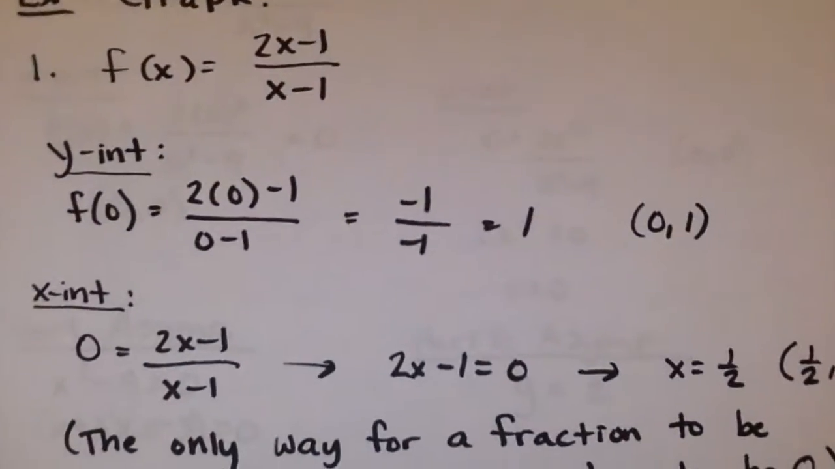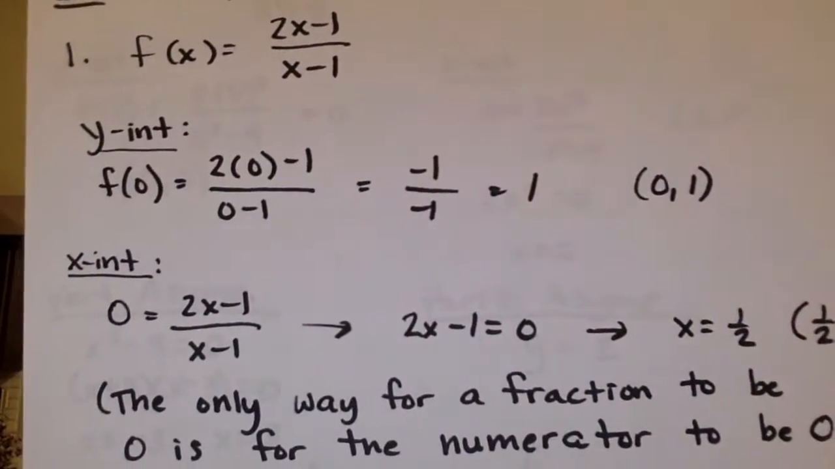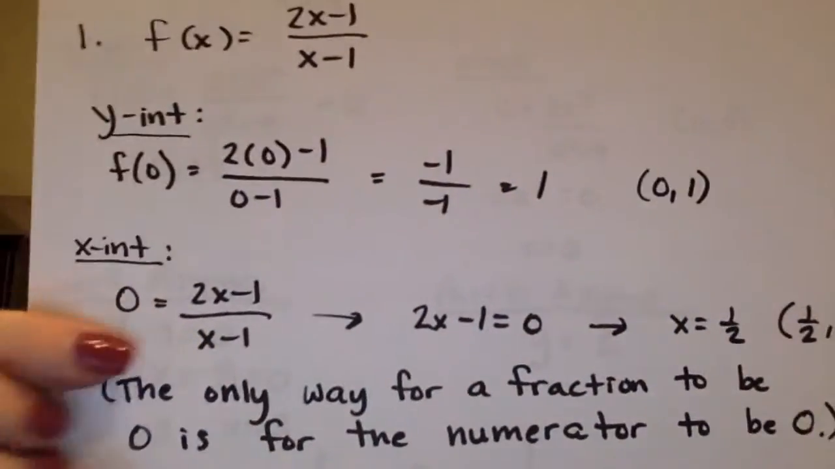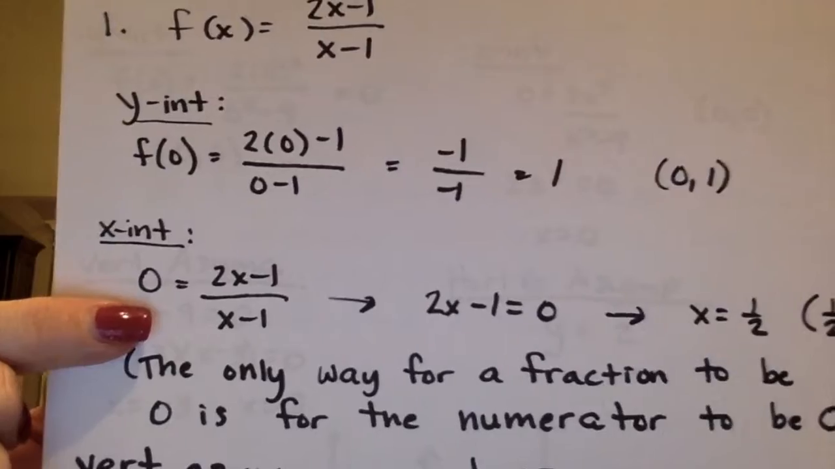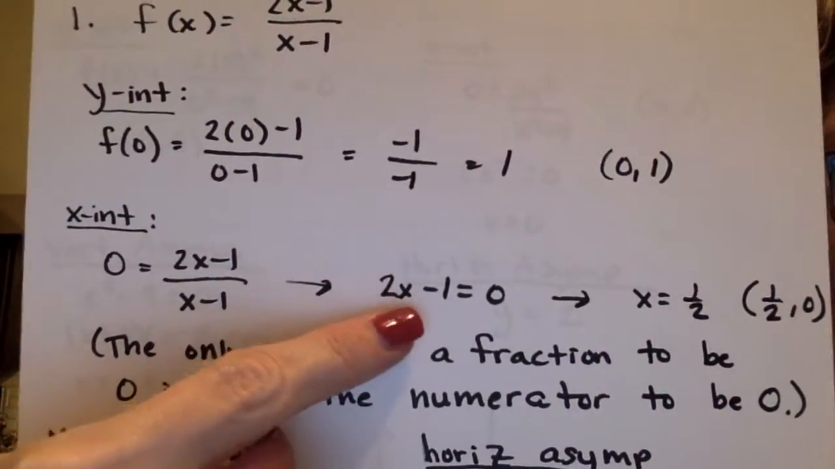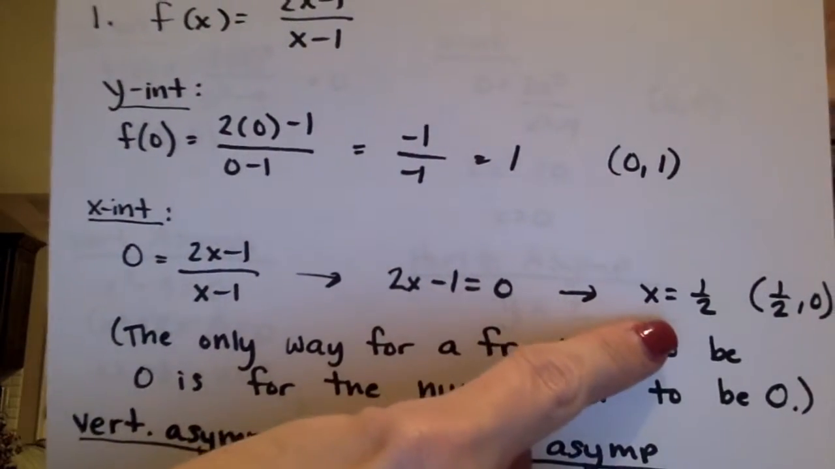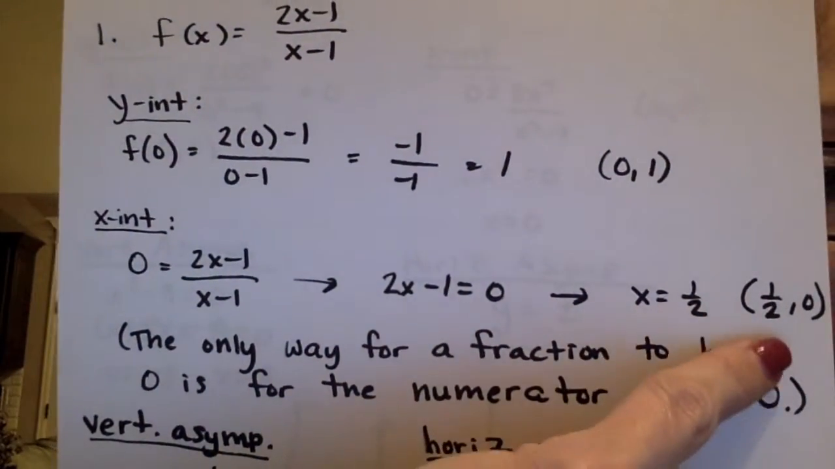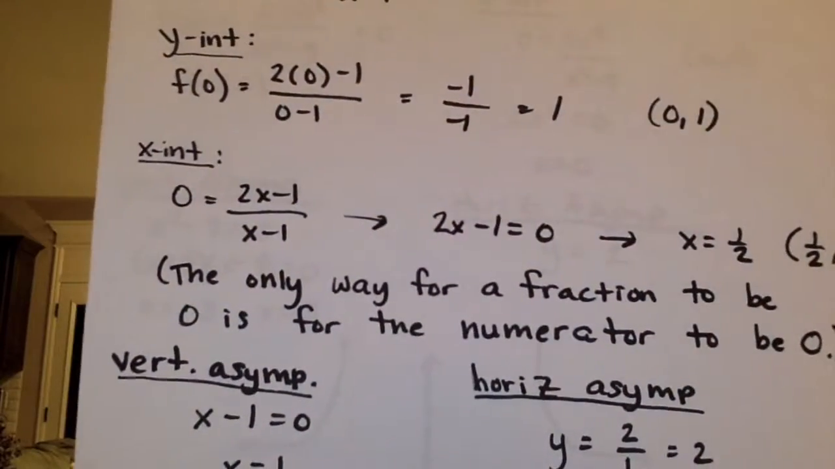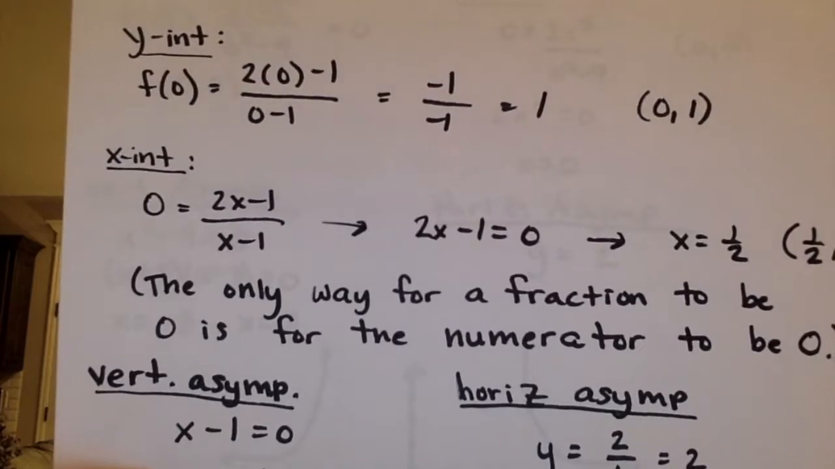Here it is. f of x equals (2x minus 1) over (x minus 1). So you can see how I found the y-intercept by finding f of 0. There's the x-intercept. We make the function equal to 0, but remember we just talked about the only way that this fraction can equal 0 is if the numerator is 0. So here I've set the numerator equal to 0, which gives me this solution, which gives me this ordered pair. And so I said that again here. Then we look for vertical asymptotes, set the denominator equal to 0. x equals 1 is our vertical asymptote.